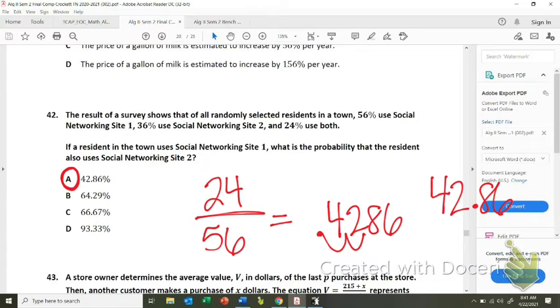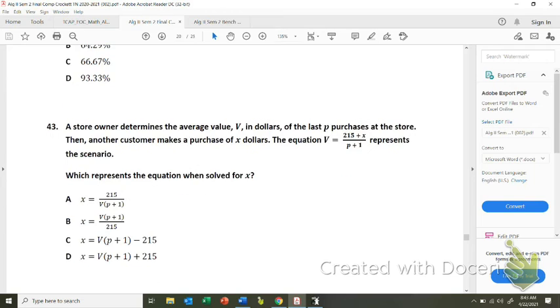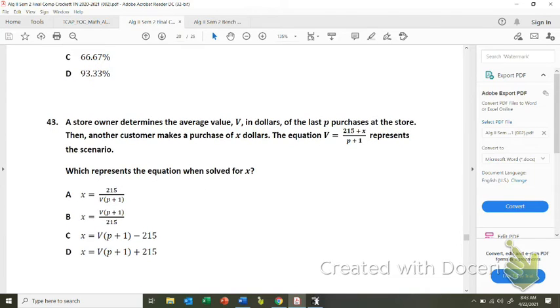Instead of 56, it would say 36. Yeah, good. All right, 43. You know how much of that you need? None of it. Because look, it says which is the equation when solved for x.